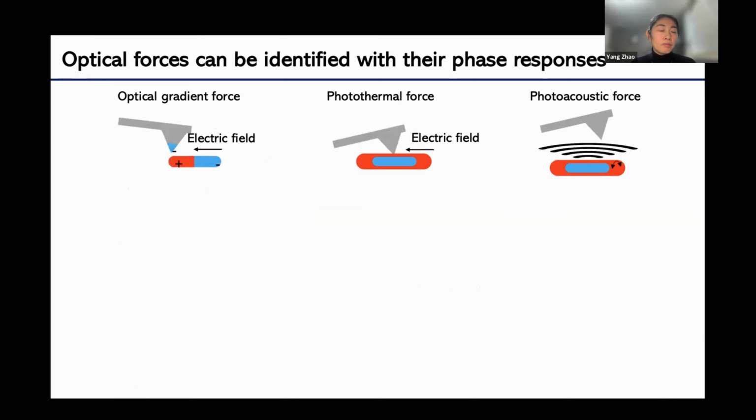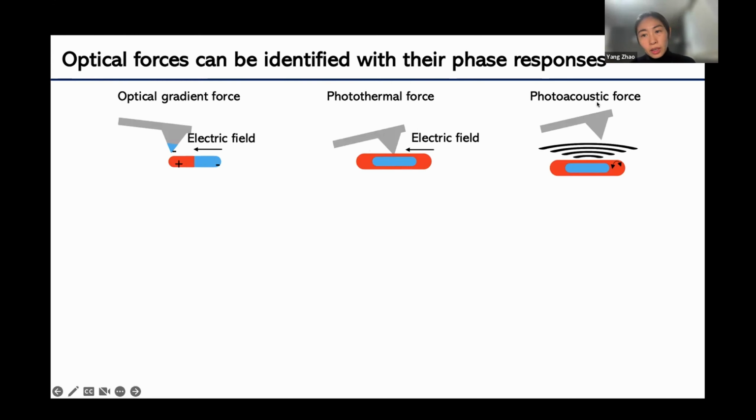But if you look closer at all these three forces, although they are all induced by light, they have somewhat different mechanisms by which they are induced. For example, the optical gradient force, especially for plasmonic nanoparticles, comes from the polarized light and the dipole interactions between the probe and the nanoparticle. And the photothermal force comes from the absorption by these plasmonic nanoparticles, generating a photothermal expansion, and then that interacts with the AFM probe.